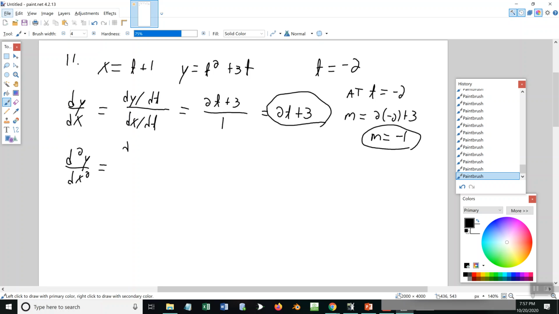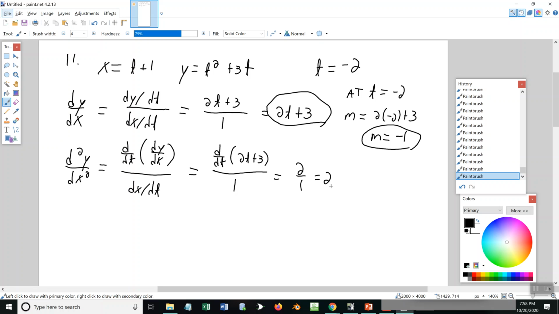Now our second derivative. We take the derivative of our first derivative with respect to t over dx/dt. So our first derivative is 2t plus 3, and dx/dt is 1. So the derivative of 2t plus 3 is 2. 2 over 1 gives us 2. At t equal to -2, there's no t to plug it into, is there? So positive means it's what? Concave up.